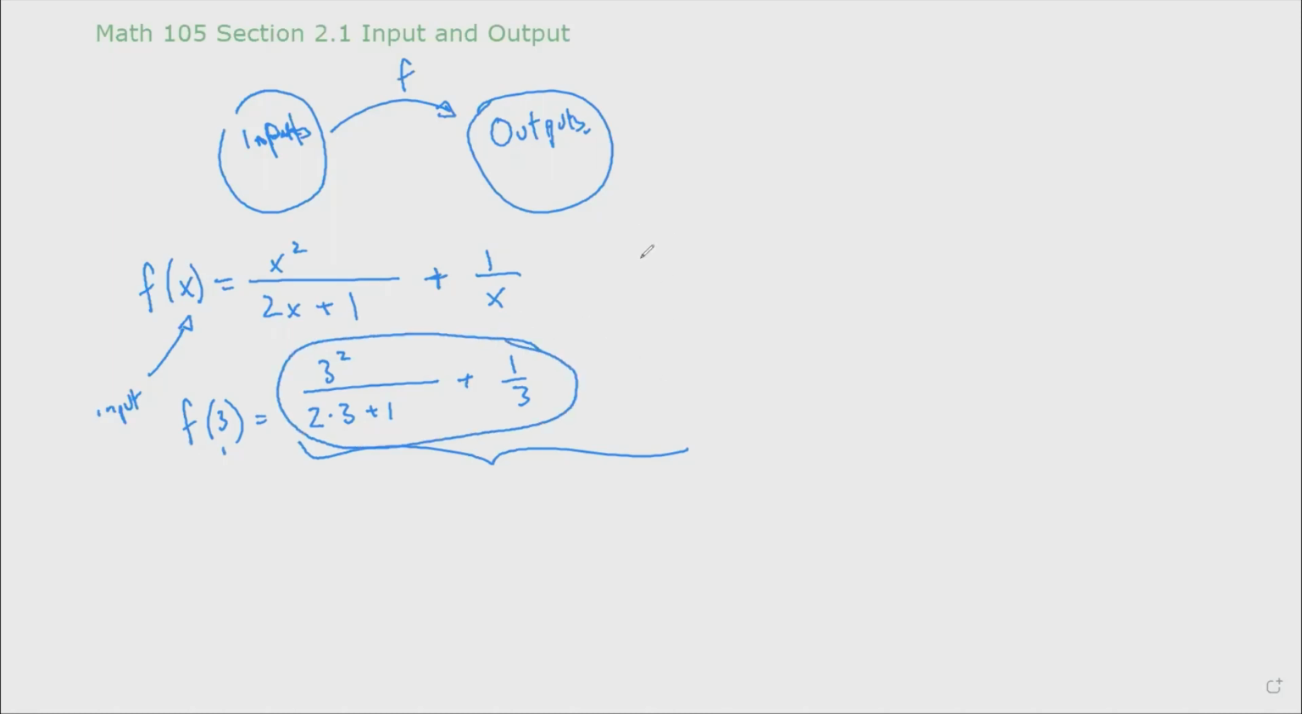I don't necessarily have to input something like x. I could input something like a, f of a. Now my input is a, and the output is going to be a squared over 2 times a plus 1, plus 1 over a.